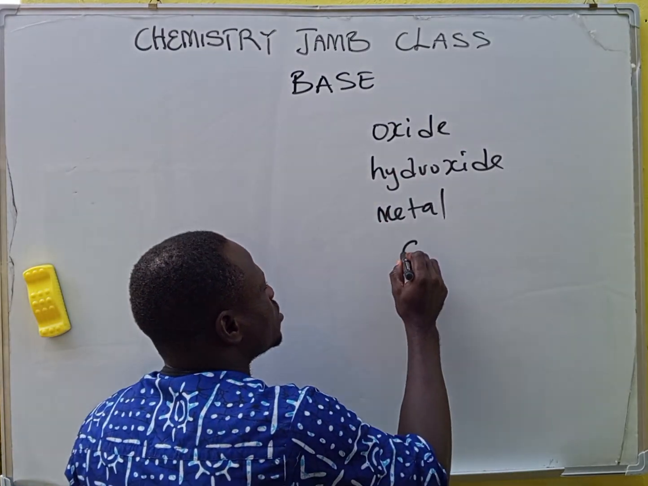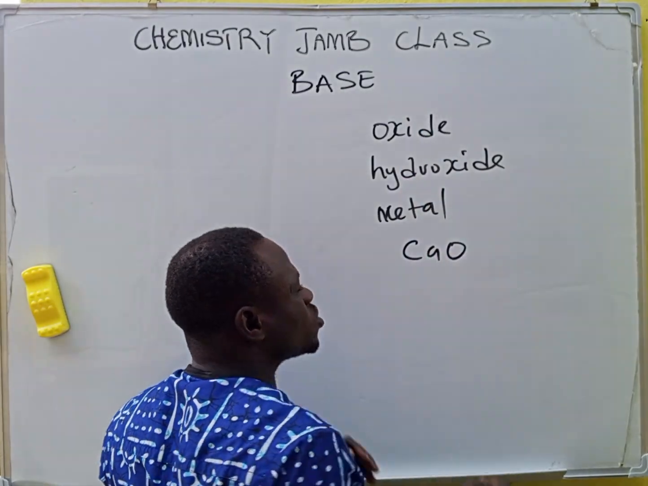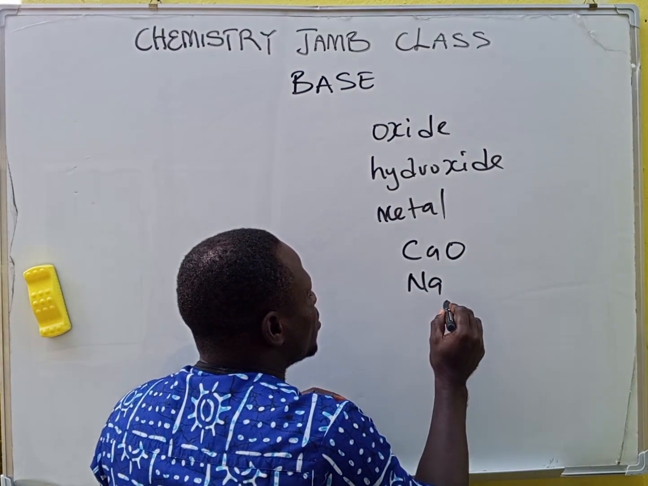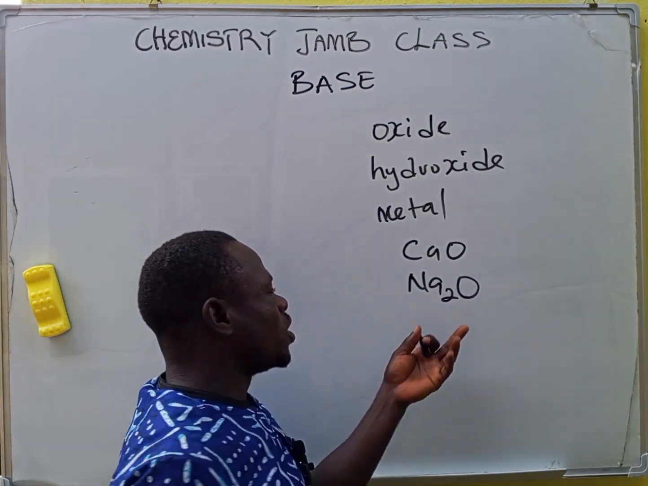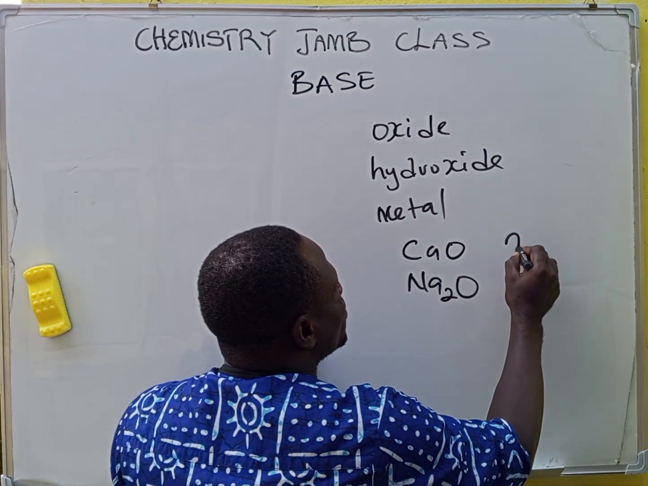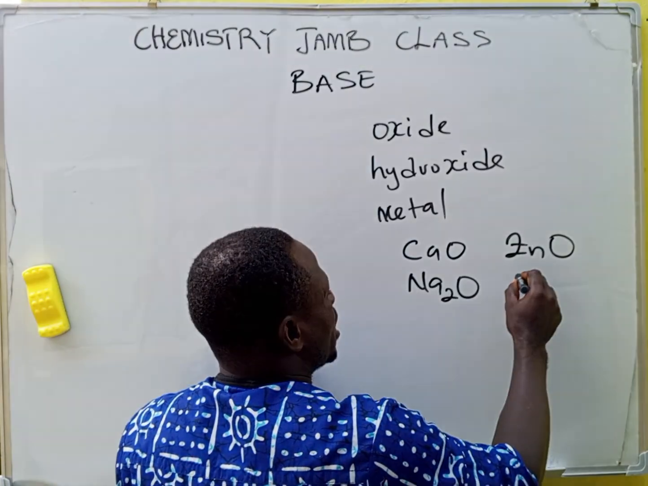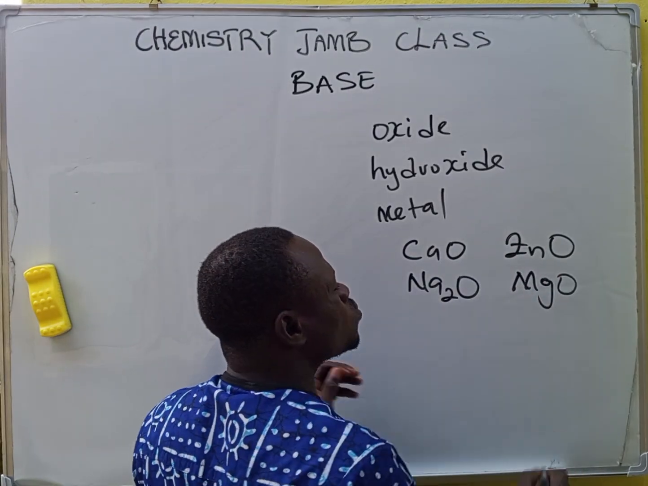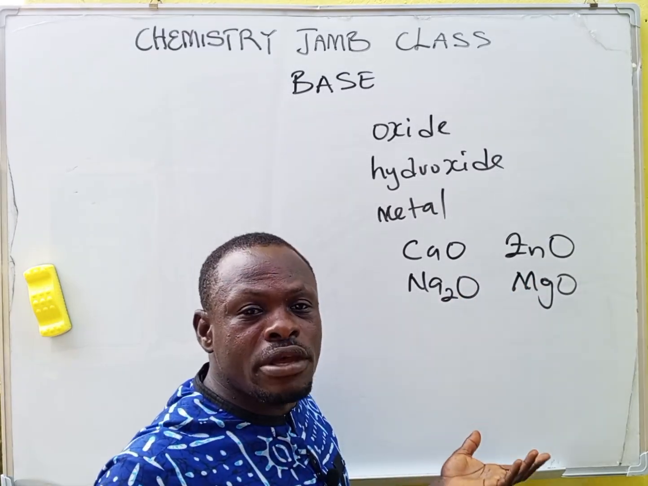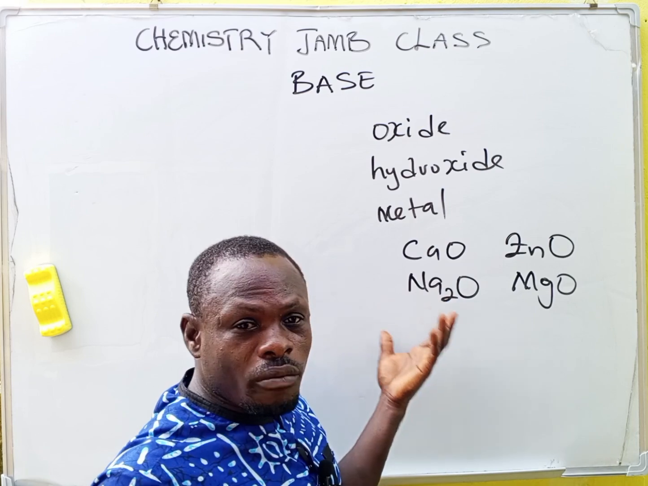Now, metal, Ca. Ca is a metal, calcium, combined with oxygen is a base. Are you following? Na combined with oxygen is a base. Do you get that? Now, we also have ZnO, which is a base. MgO is a base. So any metal that combines with oxygen is a base.